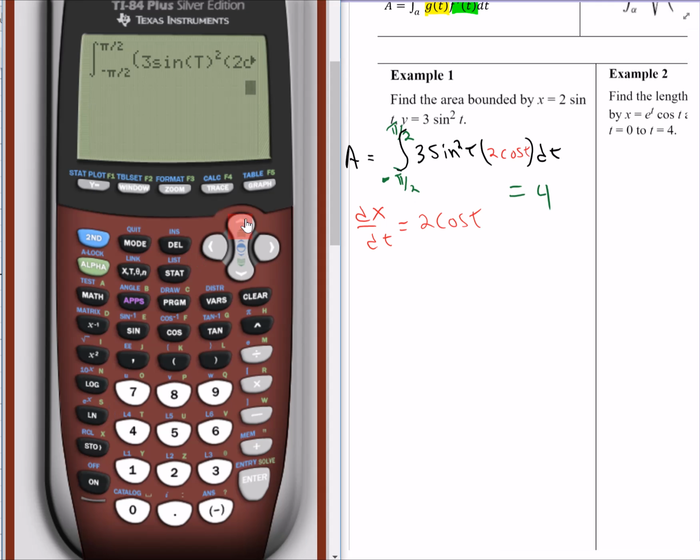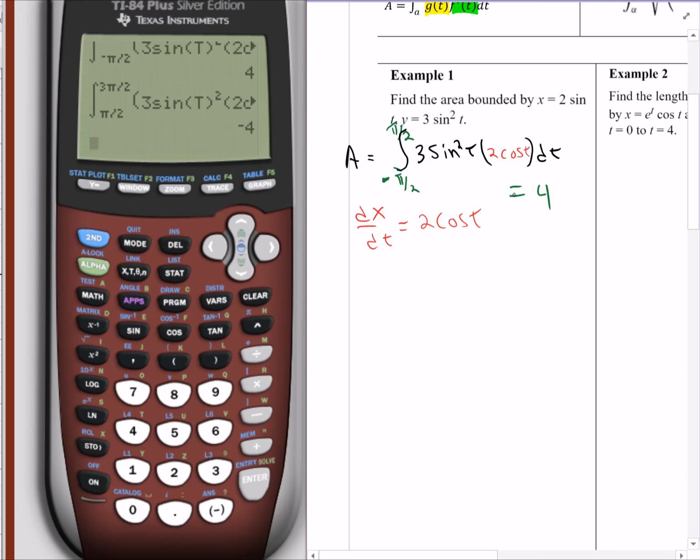Just out of curiosity, let's see if we could have gone from positive pi over 2 to 3 pi over 2. I don't see why it wouldn't work. But you never know. Oh, it gives us negative 4. Oh, because that would be going, I guess, backwards or something like that. So it kind of works, but we get a negative answer out of it. So that's the answer there.